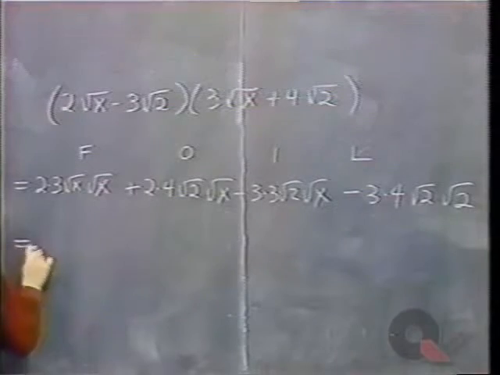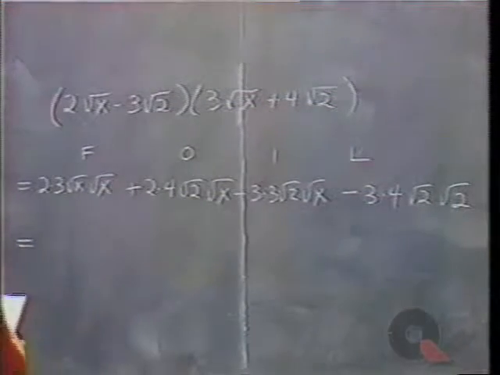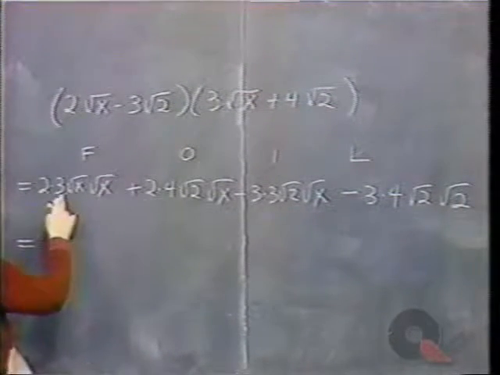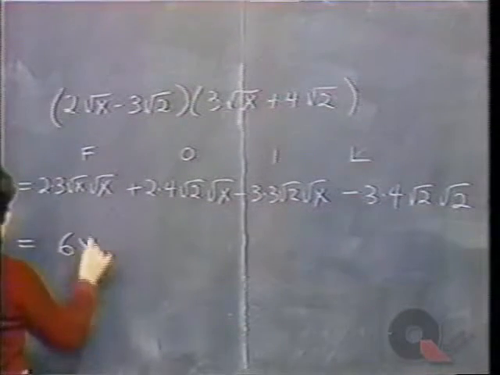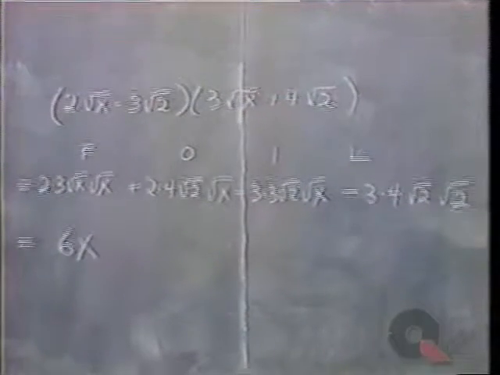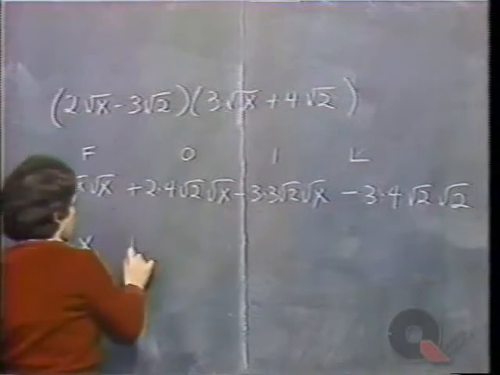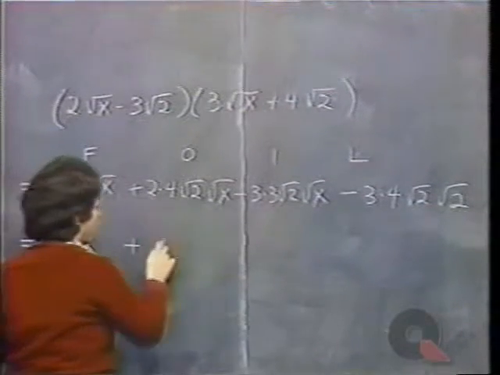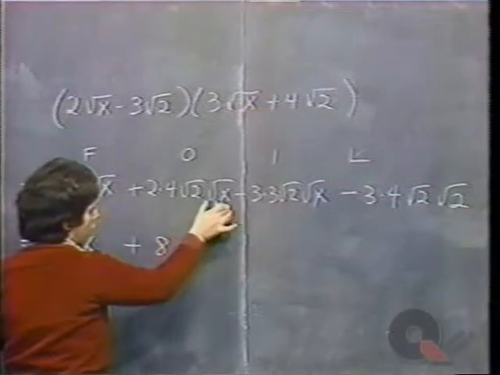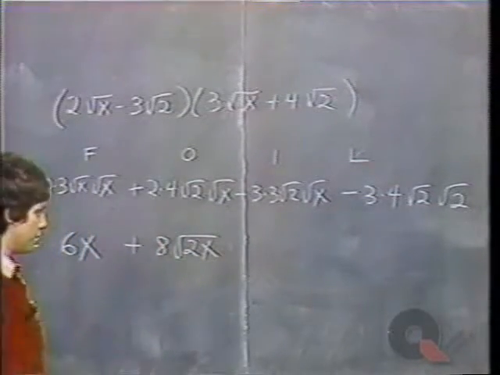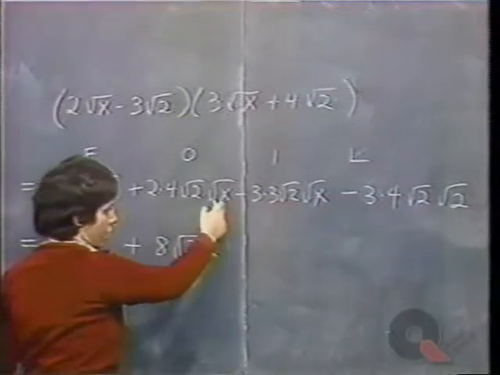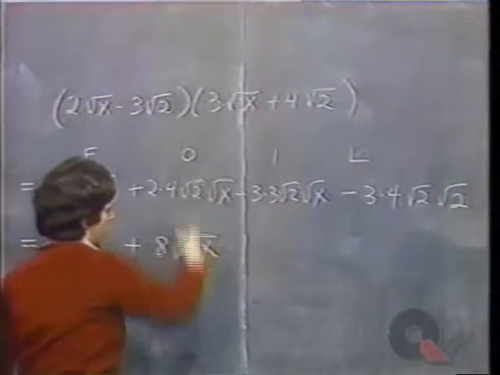Let's see what we have. 2 times 3 gives me 6. The square root of x times the square root of x is x, so this gives us 6x for the first term. Plus 2 times 4, that's 8. The square root of 2 times the square root of x is the square root of 2x. The square root of ab is the square root of a times the square root of b, and you can use this either way.